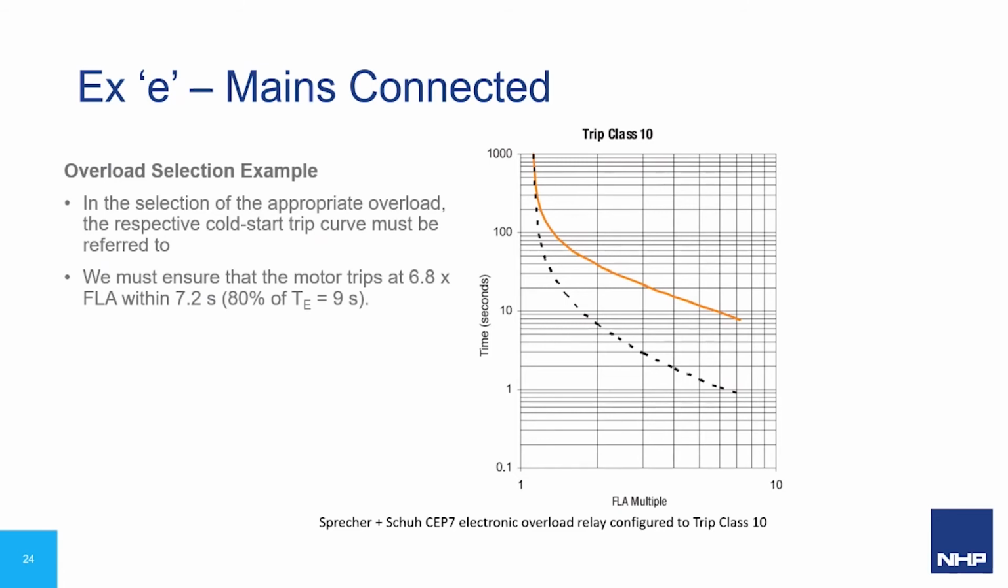Now it's just important to note that the red curve there is the cold trip curve. So that's what we're looking at there. And this figure is just the trip curve figure of a Sprecher and Schuh CP7 electronic overload relay configured to a trip class 10.